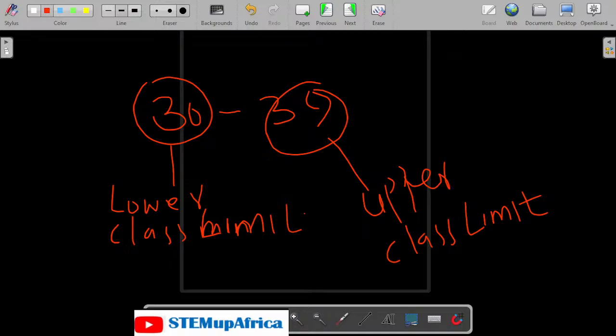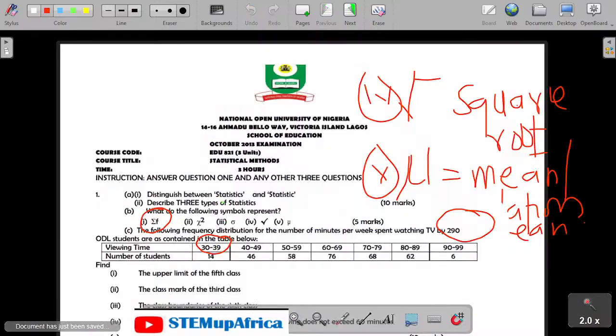So then, if you go back, 40 to 49, the 40 is the lower class, the 49 is the upper class. 50 is the lower class, 59 is the upper class. 60 lower class, 69 upper class. Just like that, then 90 lower class, 99 the upper class.